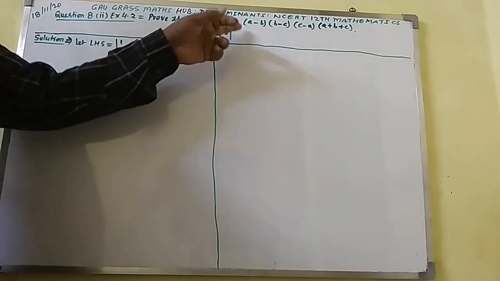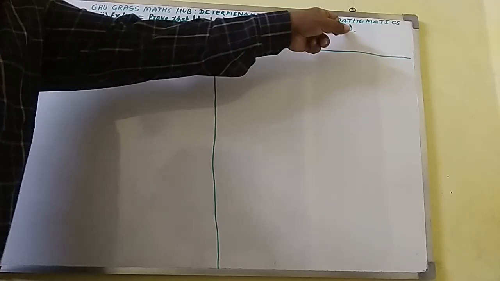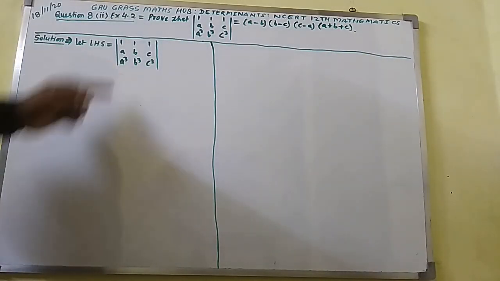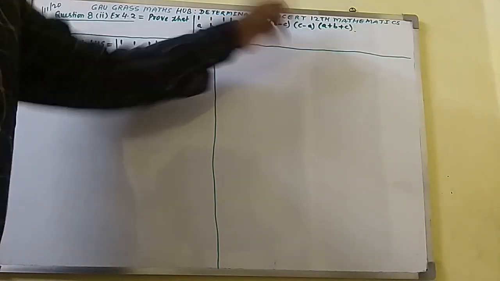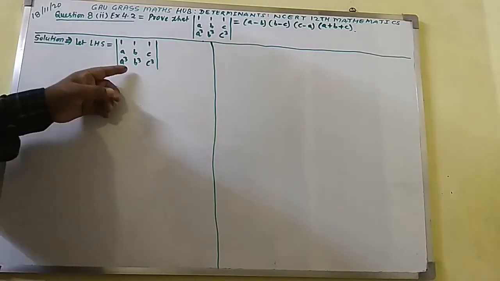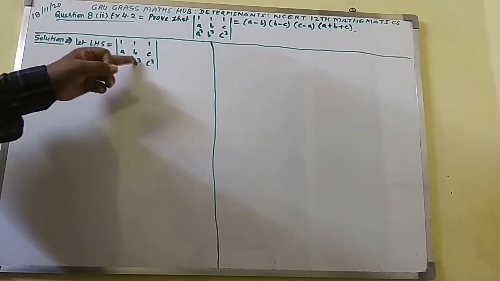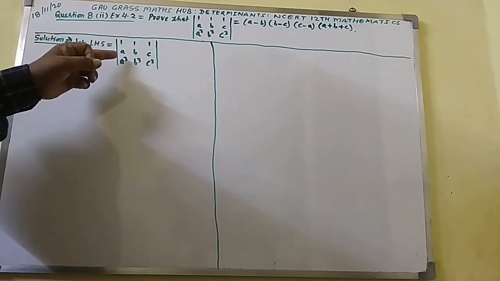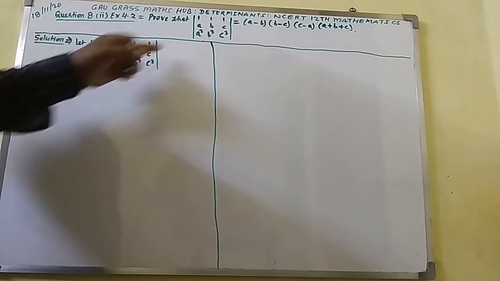Here you can see in the right hand side a minus b, b minus c, c minus a, and a plus b plus c is there. So here you have to use a property so that you get either a minus b, or b minus c, or c minus a. If you apply the column operation C1 minus C2, you will easily get a minus b. And if you apply C2 minus C3, you will easily get b minus c.